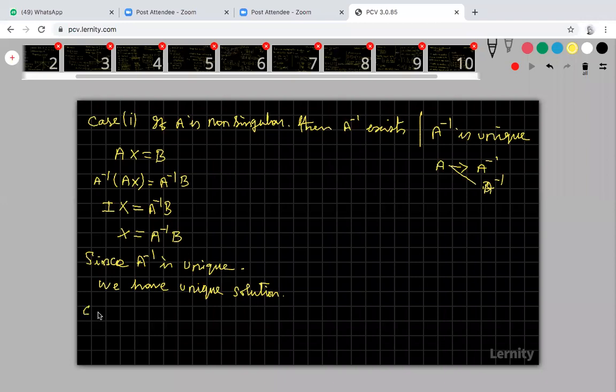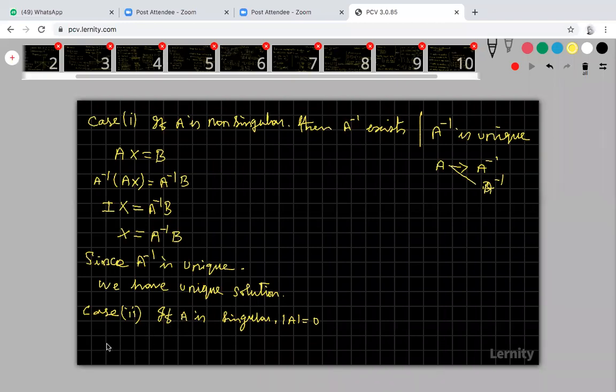Right, come to case 2. What happened for case 2? A is non-singular, that is case 1. If A is singular, then the determinant of A is equal to 0. So find the adjoint of A. For determinant of A equal to 0, it is not possible to find the inverse of A; inverse of A does not exist. But the adjoint of A exists for all matrices.